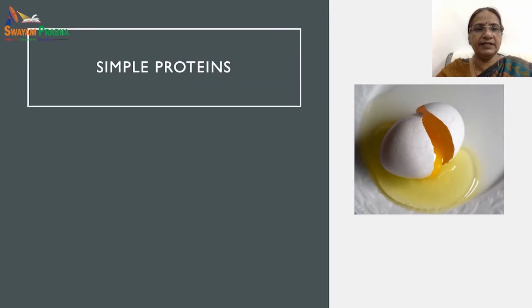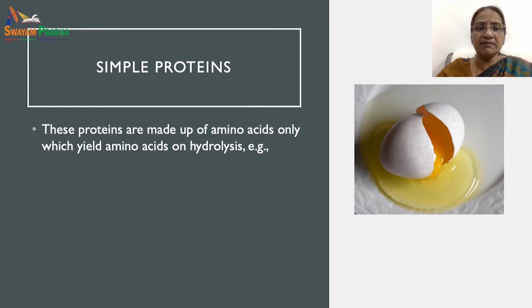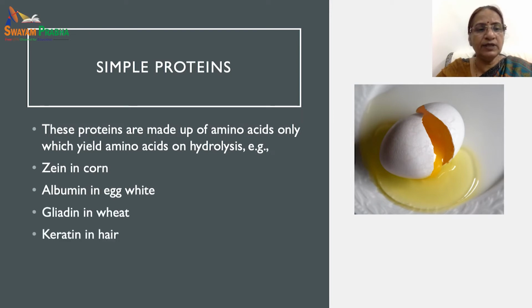Now simple proteins. Simple proteins are made up of amino acids only, which yield amino acids on hydrolysis. For example, zein in corn, albumin in egg white, gliadin in wheat, keratin in hair, globin in hemoglobin.